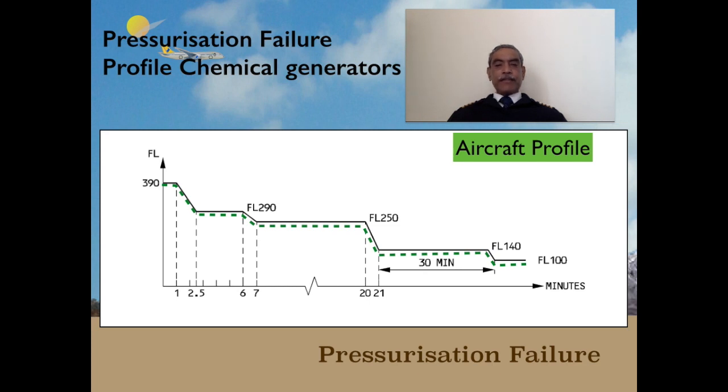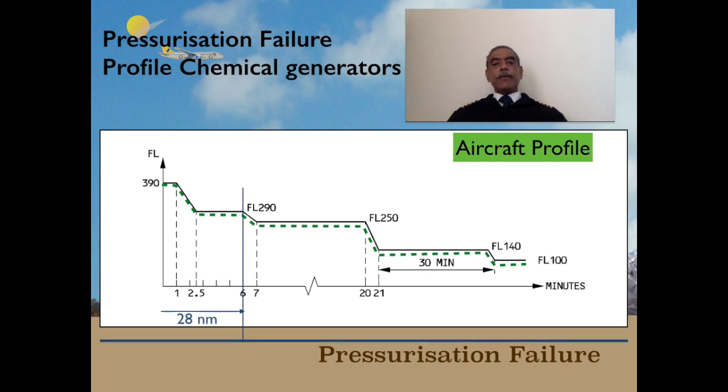That means by the 6th minute, the aircraft would fly up to 28 nautical miles, and by 21 minutes the aircraft would travel about 170 miles, and as shown in the next it will travel 380 miles. This is how we have determined the aircraft profile.